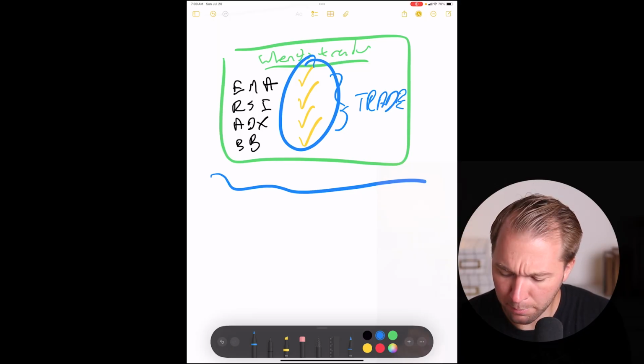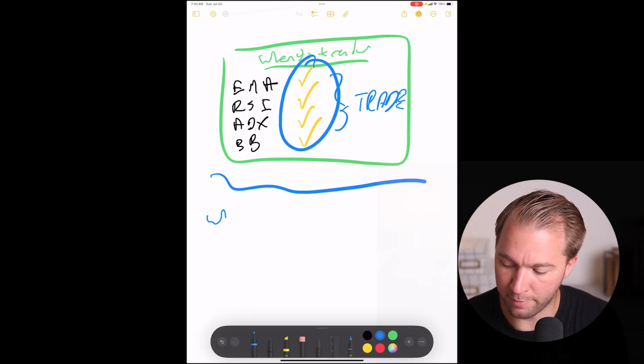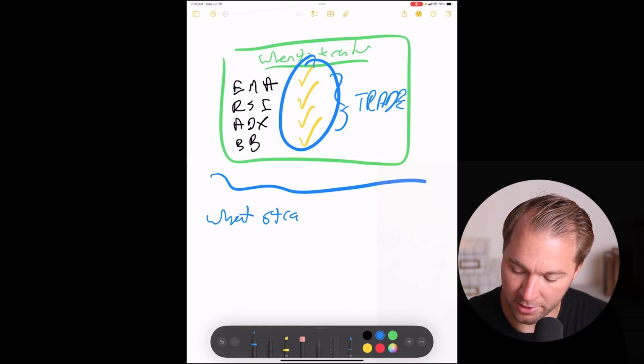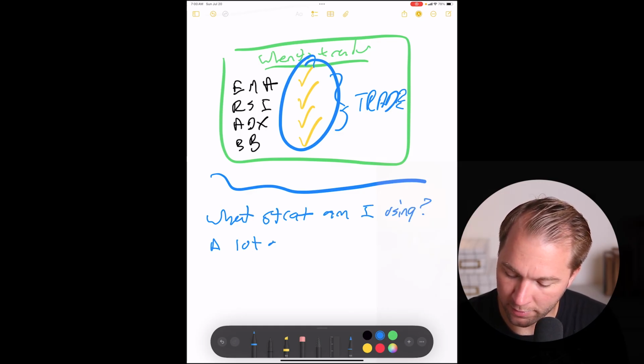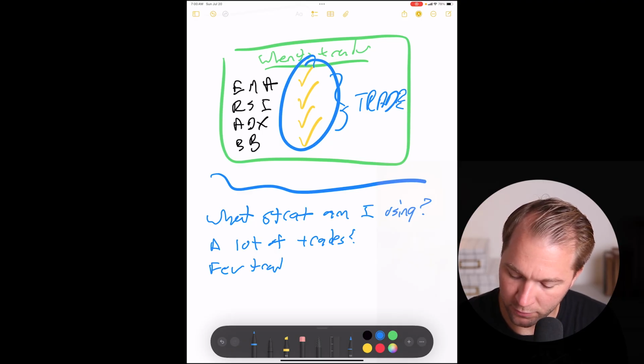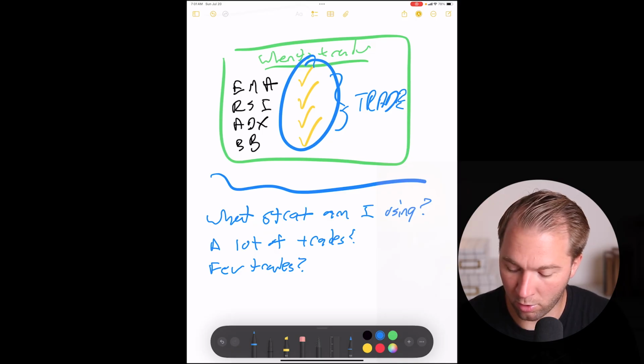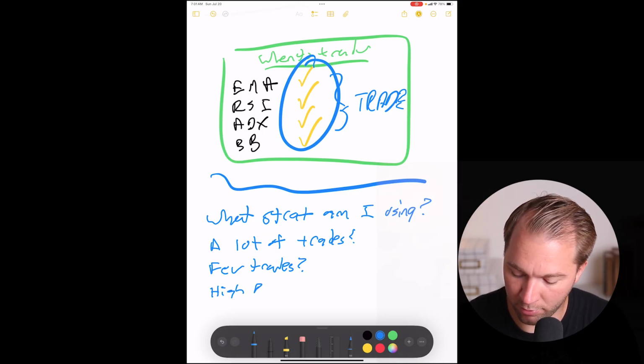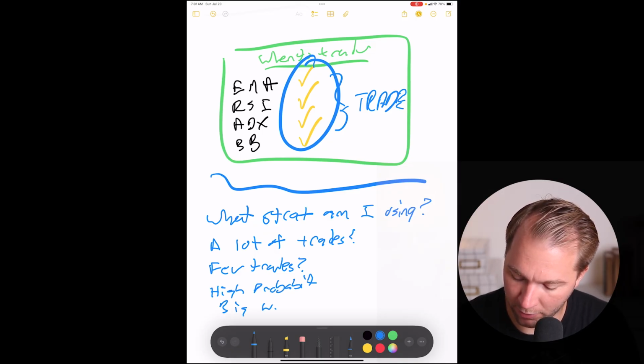You need to understand before you even get into MetaTrader and run your backtest, what strategy am I using? Do I want a lot of trades or do I want hardly any trades? These are really basic questions you can ask yourself. We can go on and on with these, right? Do I want high probability or do I want bigger winners? Everything in the markets is a trade-off.